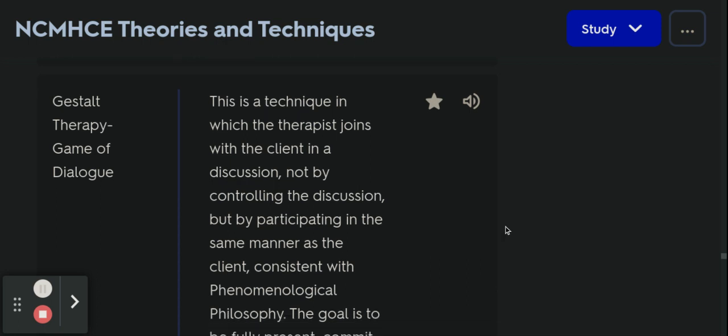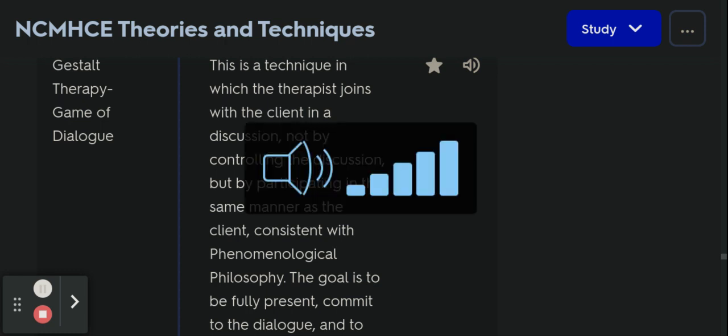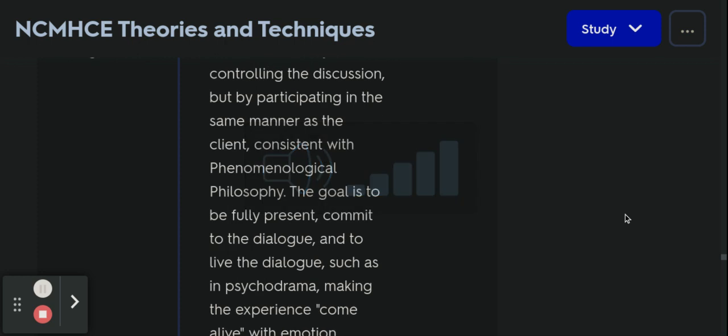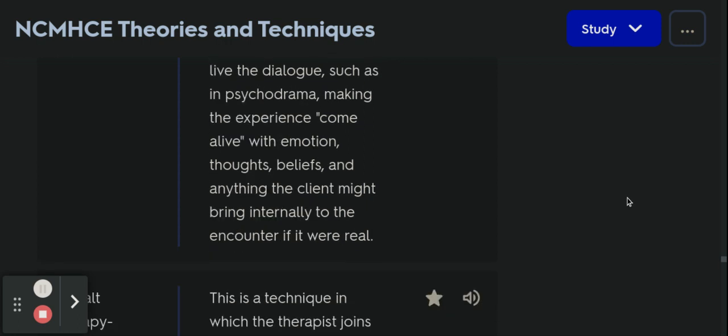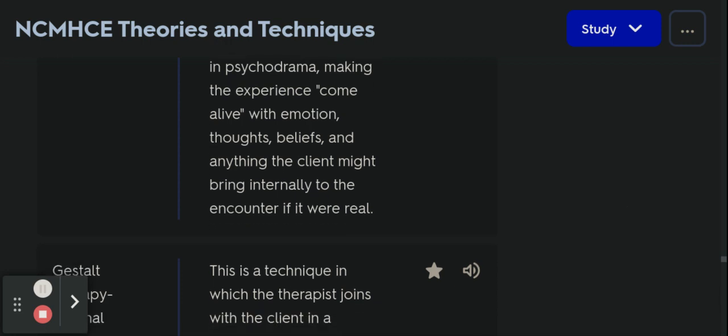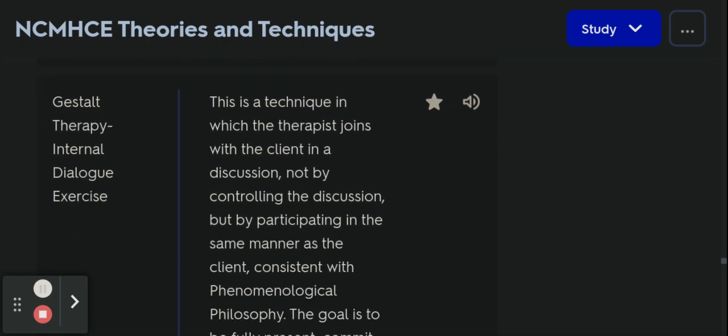Gestalt therapy game of dialogue. This is a technique in which the therapist joins with the client in a discussion, not by controlling the discussion, but by participating in the same manner as the client, consistent with phenomenological philosophy. The goal is to be fully present, commit to the dialogue, and to live the dialogue, such as in psychodrama, making the experience come alive with emotion, thoughts, beliefs, and anything the client may bring internally to the encounter as if it were real.